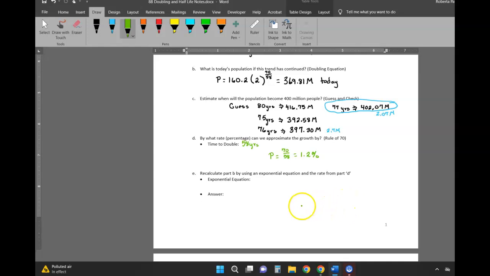So now we want to write an exponential equation using our percent that we know is happening each year, and then answer the question of what the population would be. So let me rewrite this to say percent and not just P.